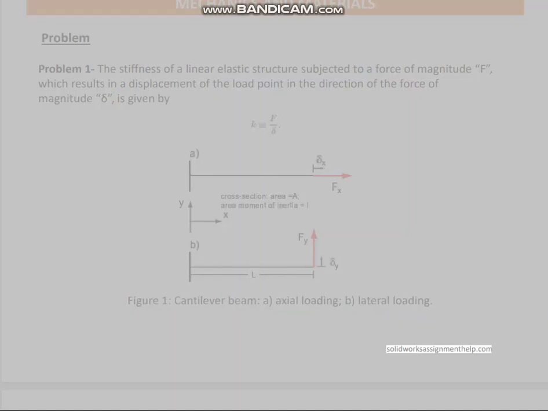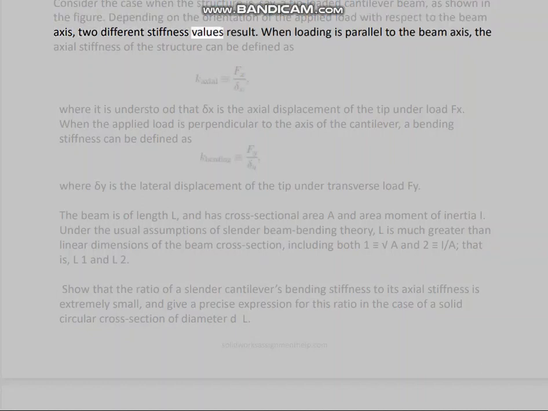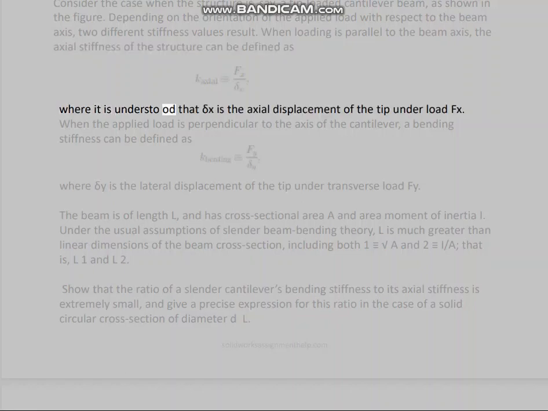Consider the case when the structure is, say, a tip-loaded cantilever beam, as shown in the figure. Depending on the orientation of the applied load with respect to the beam axis, two different stiffness values result. When loading is parallel to the beam axis, the axial stiffness of the structure can be defined as, where it is understood that delta x is the axial displacement of the tip under load Fx.